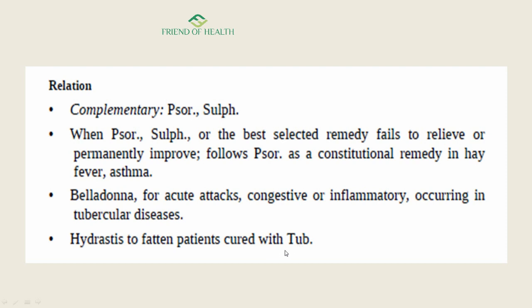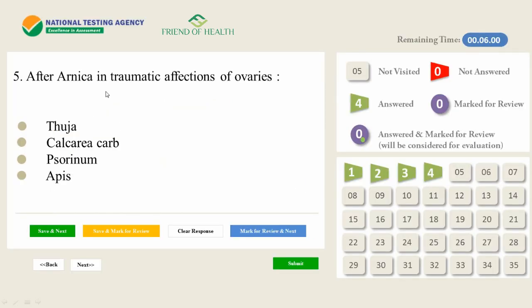So which remedy to fatten patients who are cured with tuberculinum? Hydrastis is the answer. So our question was tuberculinum follows Psorinum as a constitutional remedy in hay fever and asthma. Okay. Next question, after arnica in traumatic affections of ovaries. The answer is Psorinum.